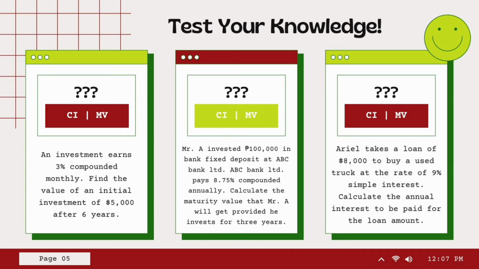Number 2. Mr. A invested 100,000 pesos in bank fixed deposit at ABC Bank Limited. ABC Bank Limited pays 8.75% compounded annually. Calculate the maturity value that Mr. A will get provided he invests for 3 years. Number 3. Ariel takes a loan of $8,000 to buy a used truck at the rate of 9% simple interest. Calculate the annual interest to be paid for the loan amount.